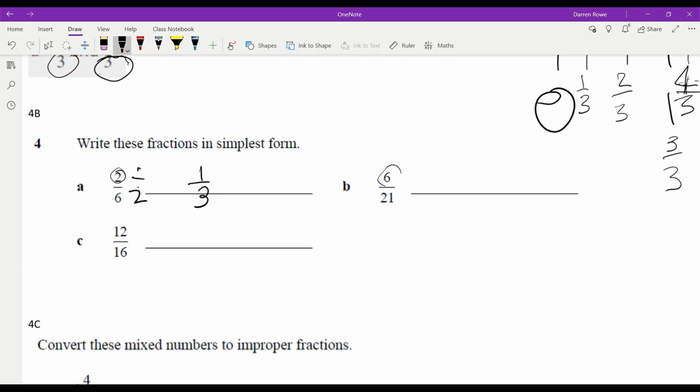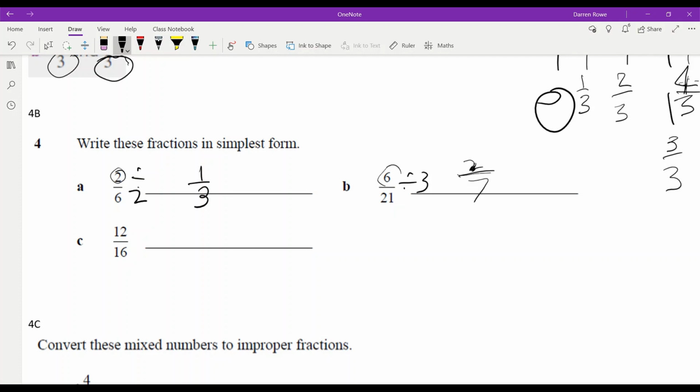Here, 6 and 21. Can you divide 21 by 6? No, you cannot. So you go to the next factor of 6, which is 3, because 2 times 3 is 6. Can I divide 21 by 3? Yes, I can. So that's the highest common factor, and that's what you divide by. Divide the top by 3, which is 2, and divide the bottom by 3, which is 7. You cannot do it again, so that's your answer.